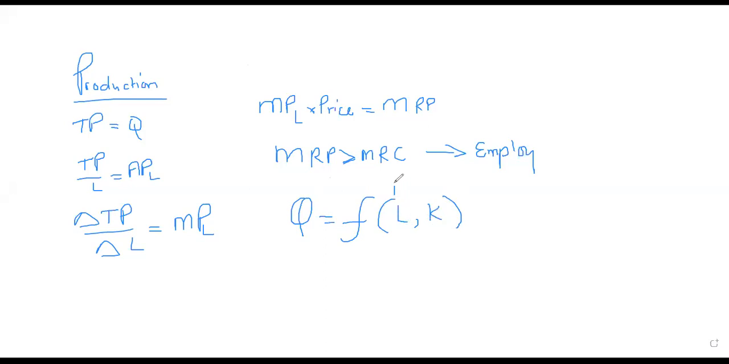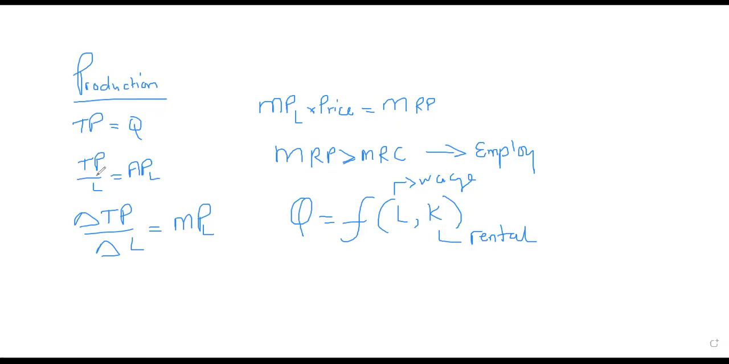The reward for labor is called a what? A wage. And the reward for capital is called what? A rental. This gives us a few equations that we need to take note of. The total product of labor is given by TP, or letter Q.